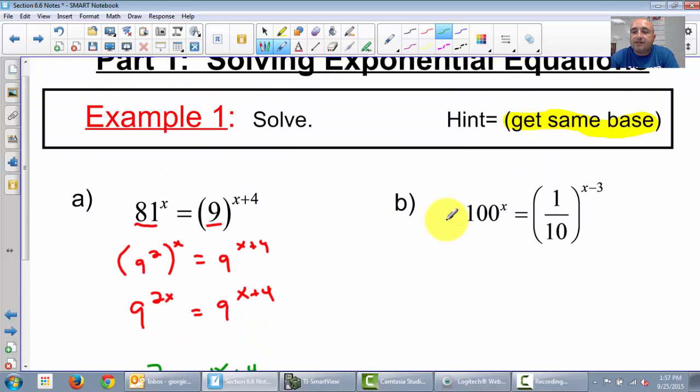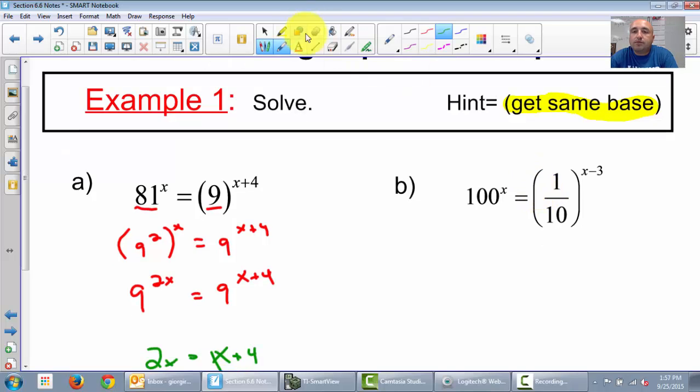The second one's a little bit harder, but the same steps. How do I get the same base from 100 and 1 over 10? Let's think about it. I see 10 and I see 100. I can probably turn these into a base of 10. So 10 squared is 100. I still have that x there. And now let's not forget our exponent rules. How would I turn 1 over 10 into a base of 10? Would you agree that 10 to the negative first power is 1 over 10? I hope you would. And I still have this x minus 3 out here.